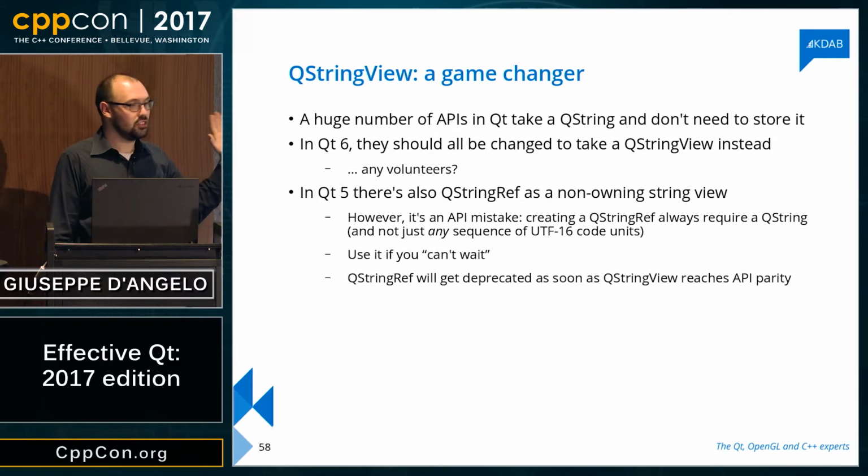In Qt 5, there is also another class which I didn't discuss. It's called QStringRef, which should be what QStringView is doing, but it doesn't for a number of reasons. I would recommend against using it. That's another one that is going to be killed in Qt 6. So just stay away from that.